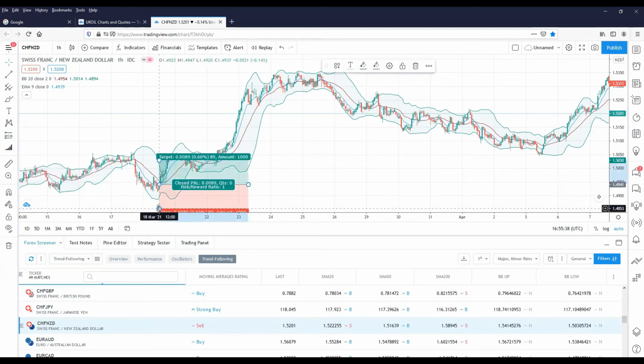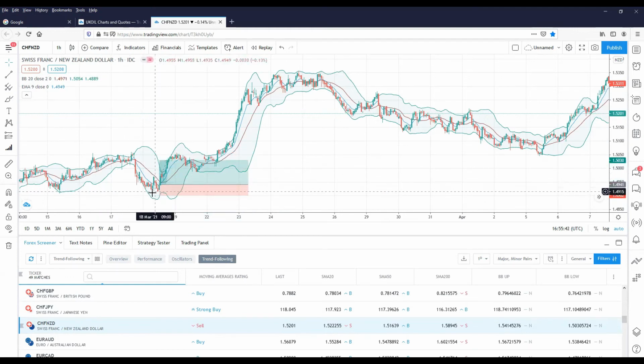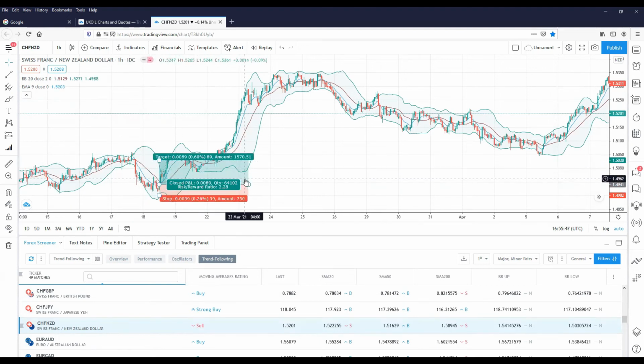Could I buy somewhere around here? If we had done that, this trade would have been a win. This would have been an easy win.